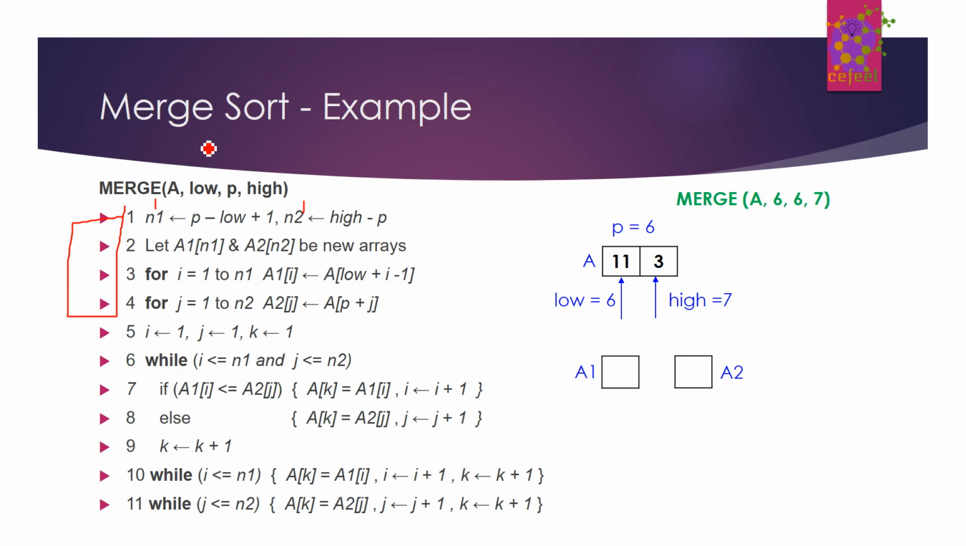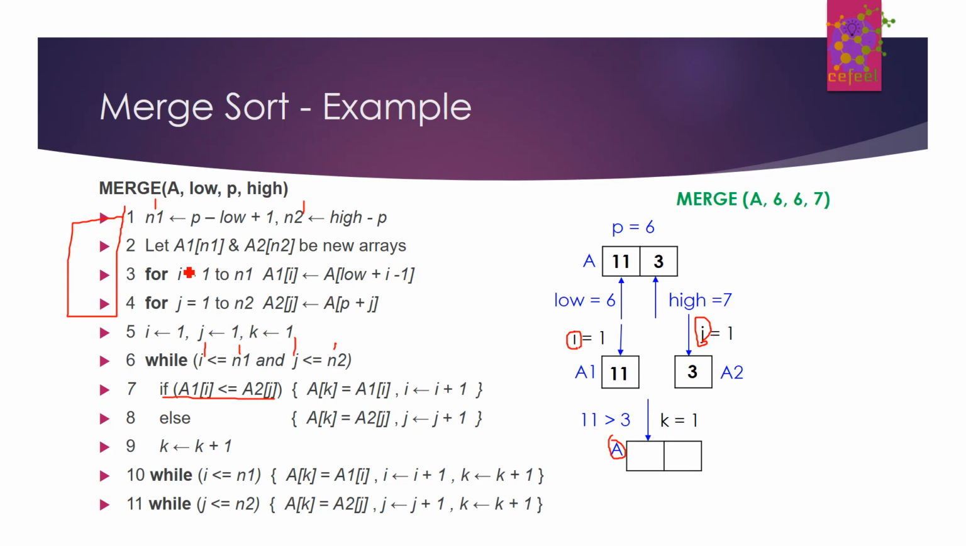We have an A1 and A2 of size 1, and we just copy the elements as we did in step 1 to 4. Then we have the original array A, and we have the 3 pointers. I points to A1, J points to A2, and K points to A, where we need to compare and copy the elements. So we go to step 6, where we check I less than N1 and J less than N2. N1 and N2 are 1, I and J are 1, so this loop condition will be executed. We go inside, and the first step is to compare A1I with A2J. So let's see what happens.